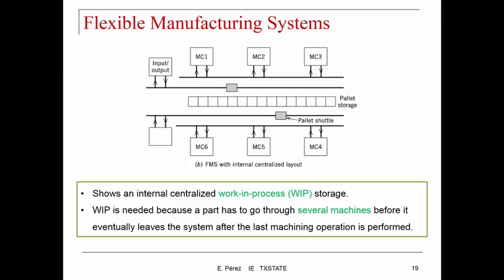Work-in-process storage is needed because a part has to go through several machines before it eventually leaves the system after the last machining operation is performed. So for example, if you have a part that has to go to cell 1, cell 5, and cell 4, then once you're done with cell 1, you're going to put it in this pallet storage until cell 5 is available. Then you're going to move it back to that cell. You will continue the processing, then you put it back into the pallet storage, and then you go back to pick it up, and when manufacturing cell 4 is available, you're going to go there and finalize the processing.